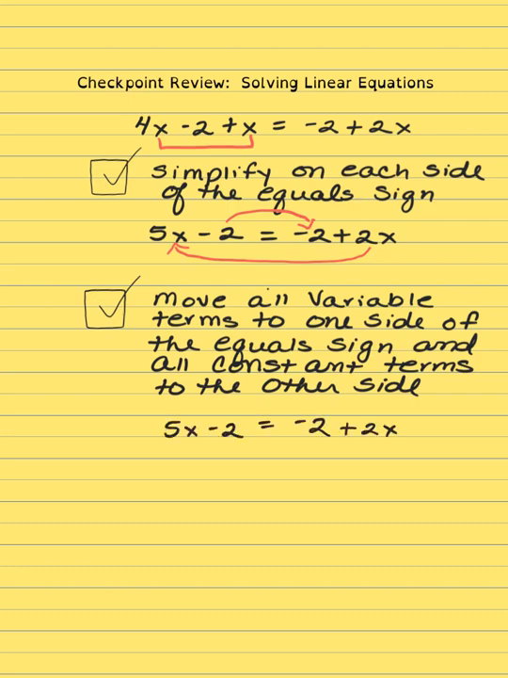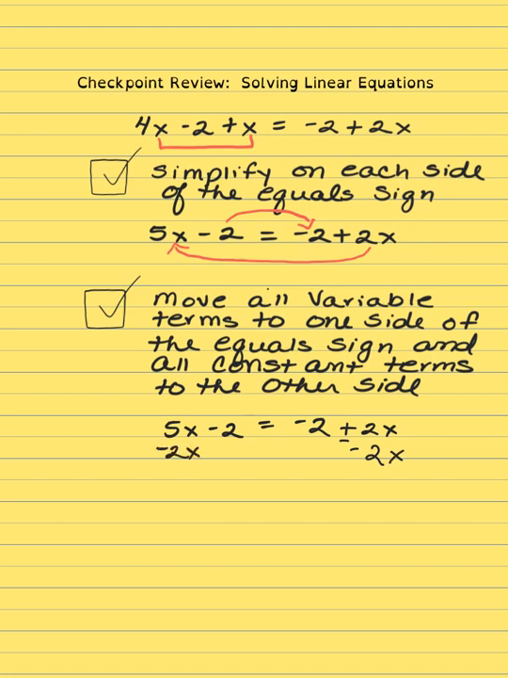The way that we move terms from one side of the equal sign to the other when solving a linear equation is by using the opposite operation. Terms that are being added on one side or are positive will be subtracted, and terms that are negative or being subtracted will be added. So in other words, to move the 2x to the left side, since it's a positive 2x, I'm going to subtract 2x from both sides of my equation.